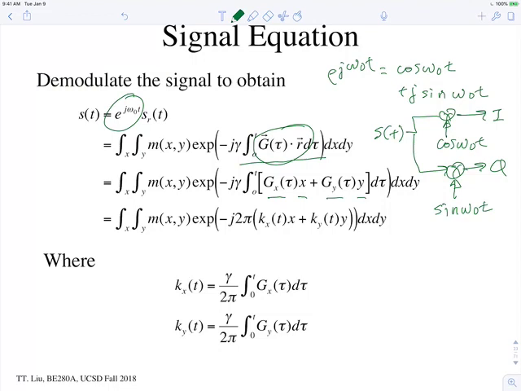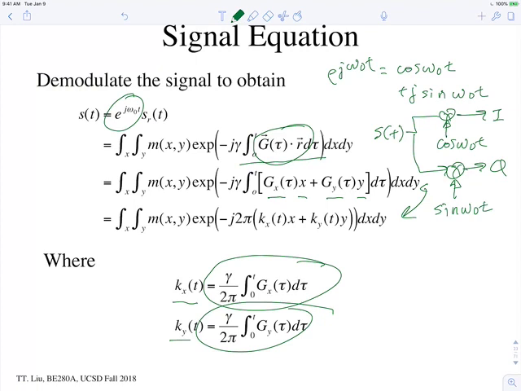We're going to say, well, this e to the minus j integral of something, I just want to get it into a term of e to the minus j 2 pi (kx x plus ky y), because then it's a Fourier transform. So I look at this and say, what could I do? If I define kx as this, and ky is this, then these two things are equal. And that's the whole thing.